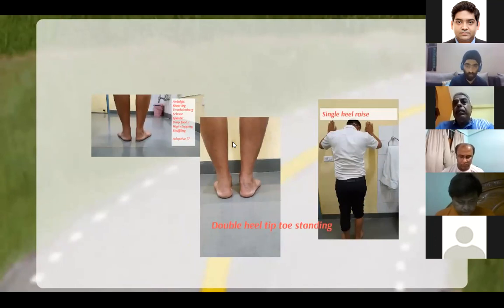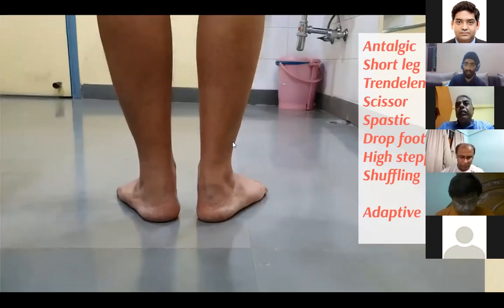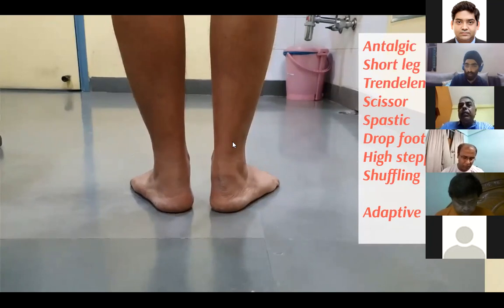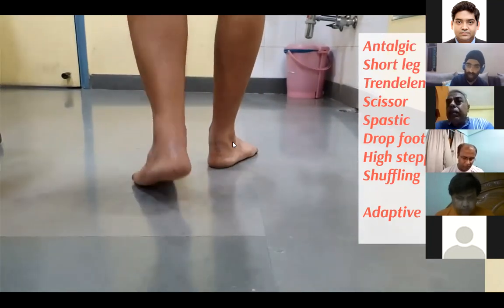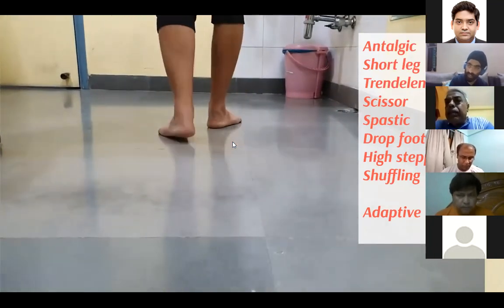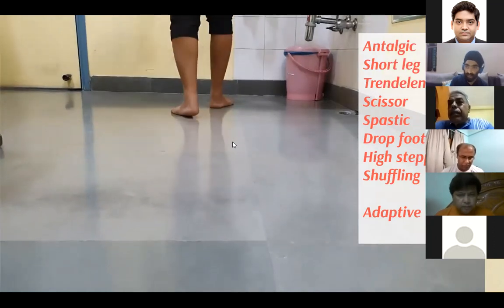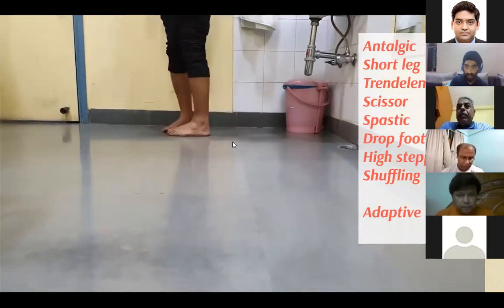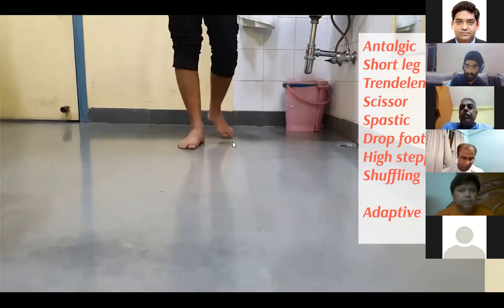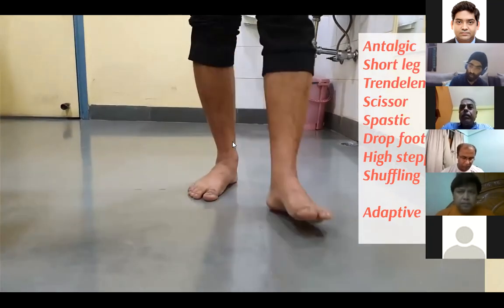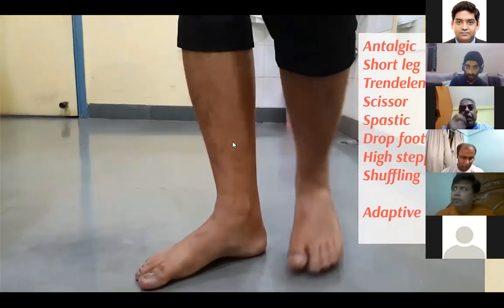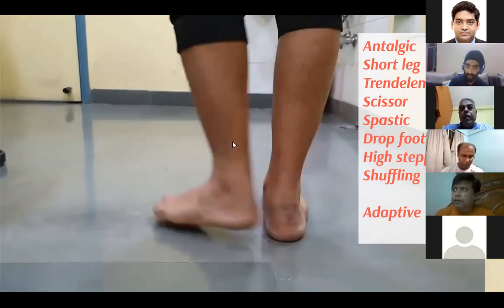So we start off with the gait. We already know that there are lots of different types of gait: an antalgic gait, the short leg, Trendelenburg, scissors gait, spastic drop foot gait, a higher stepping gait, again with a drop foot, or a shuffling gait, which is more from the hip. But in foot problems, usually you will get what is called an adaptive gait.